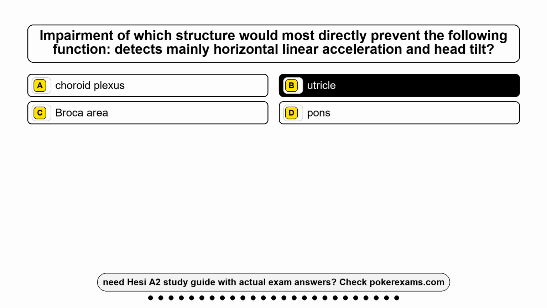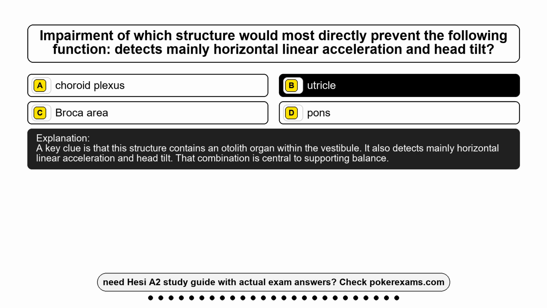The correct answer is option B, utricle. A key clue is that this structure contains an otolith organ within the vestibule. It also detects mainly horizontal linear acceleration and head tilt. That combination is central to supporting balance.